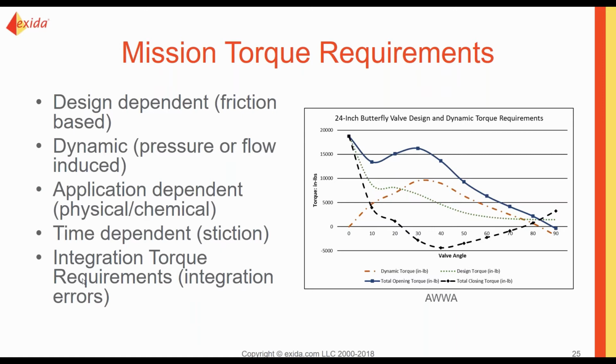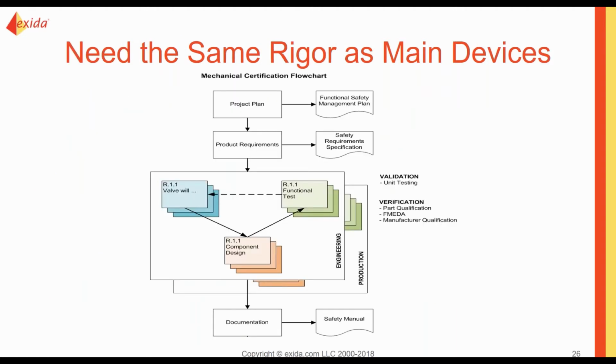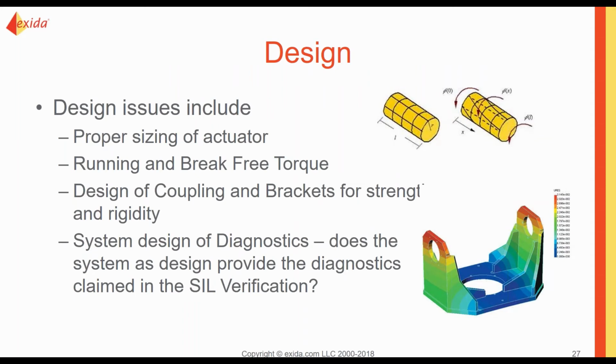Now, once we've defined that, we're going to have other parts such as couplings and assemblies, and they need the same rigor applied as the main parts of a solenoid or a valve or an actuator. So are we looking at the bracket and coupling strength? Are we looking at deflections? Are we looking at yield strengths? Are we looking at what kind of diagnostics we get or can claim in the different proof testing?